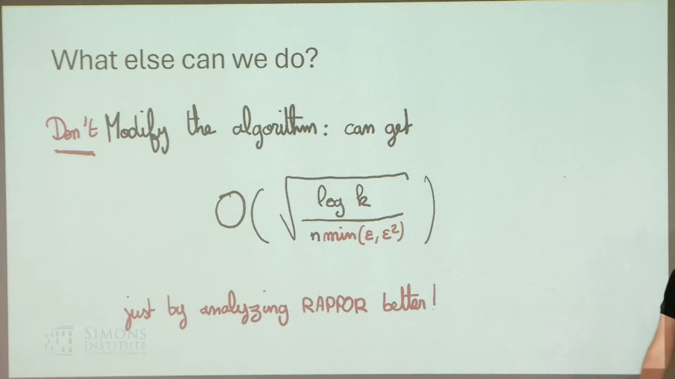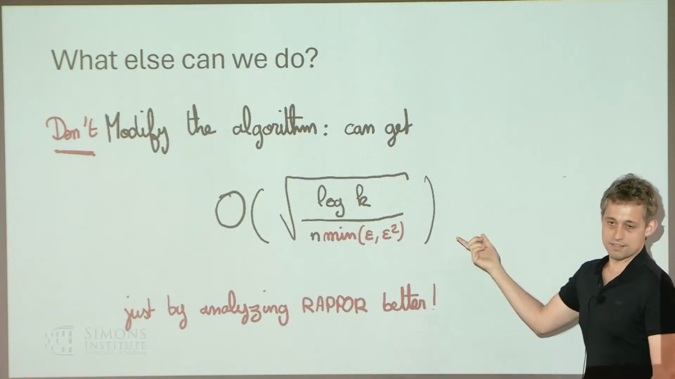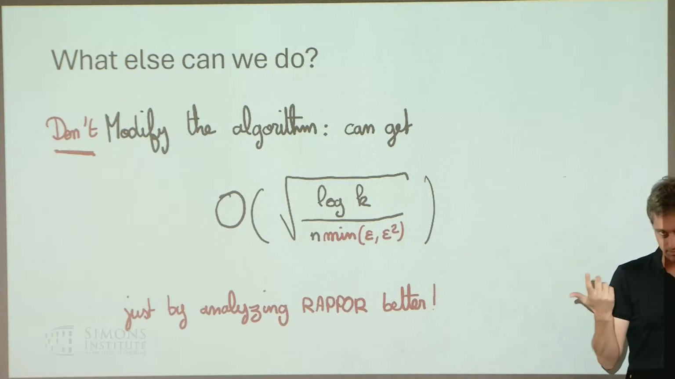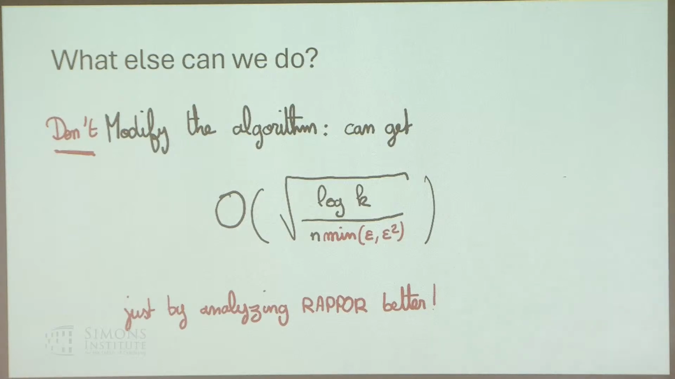So the best thing you could do is do nothing. Again, don't modify the algorithm, and just ask if that was the best analysis of the algorithm you had. Let's see. We're going to try to use exactly the same analysis, but changing Hoeffding's lemma for something else.